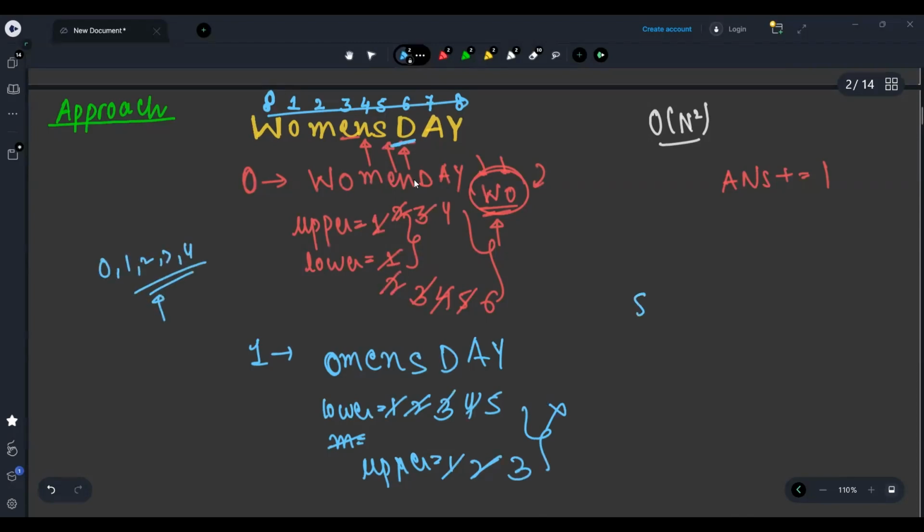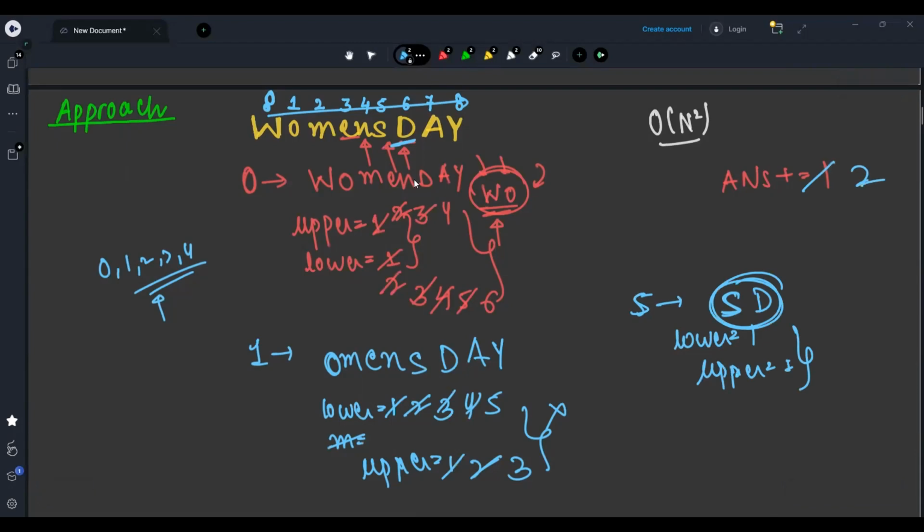Similarly, if I count indices 0, 1, 2, 3, 4, and go to the 5th index, which is S, I will take S. Lower will be equal to 1. Now I will take D, upper will be equal to 1. Now they are equal, so I will say this is also a valid substring. So the answer will be +1. That will become 2. Similarly, I can do this many times and do answer plus plus.